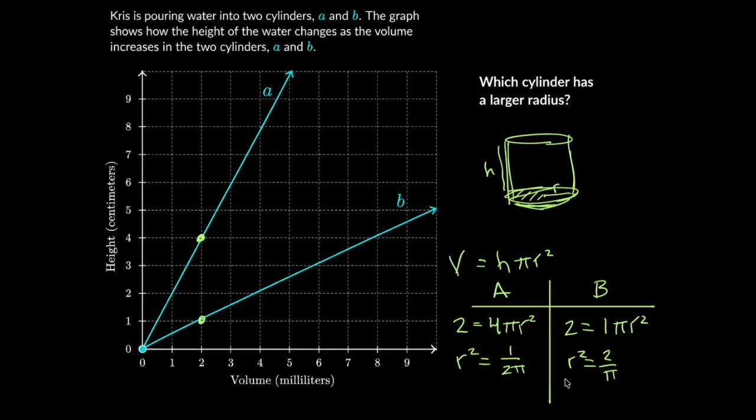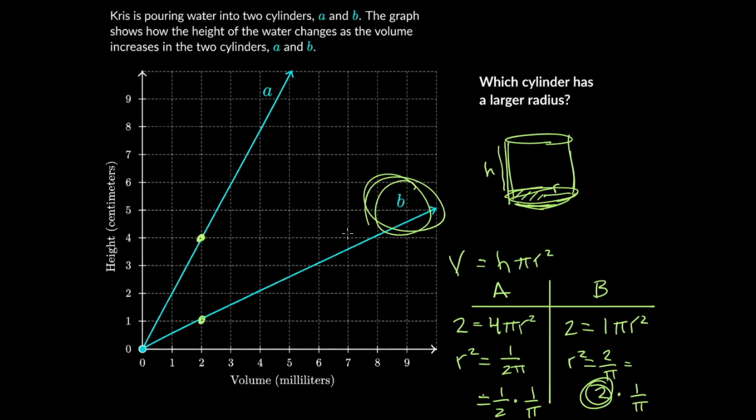So if we just compare which one has a smaller or larger r squared, we want to figure out the larger radius. The larger r squared is also going to be the larger r. So what's larger, 2 over pi or one half over pi? Well, we could write it this way. This is equal to 1 half times 1 over pi. This is equal to 2 times 1 over pi. So if you compare, both are being multiplied by 1 over pi, but 2 is clearly larger. So B has the larger radius.